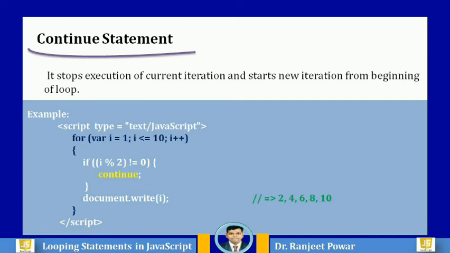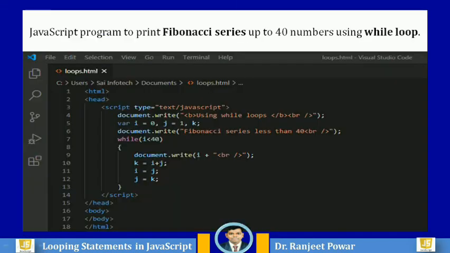The next is the continue statement. When JavaScript encounters the continue statement in a loop, it stops execution of the current iteration and goes back to the beginning of the loop to begin the next iteration. It means it will skip some statements when it finds the continue statement. The example given here displays only even numbers.